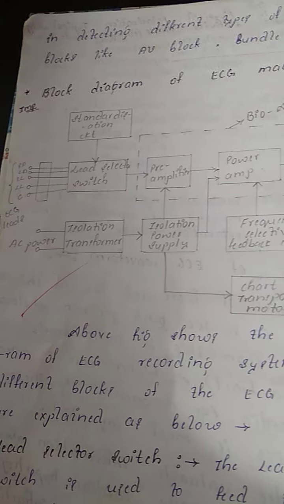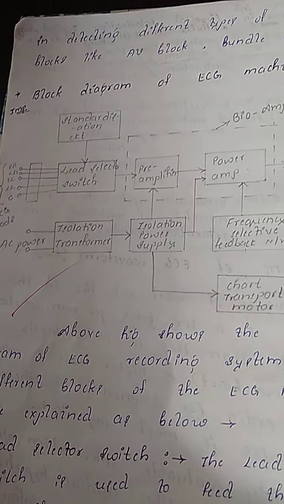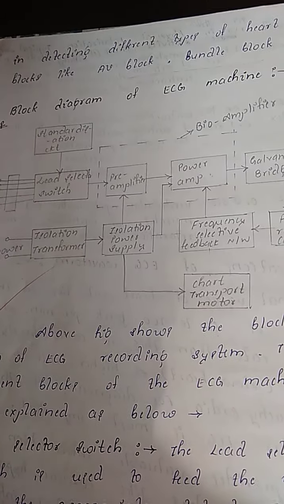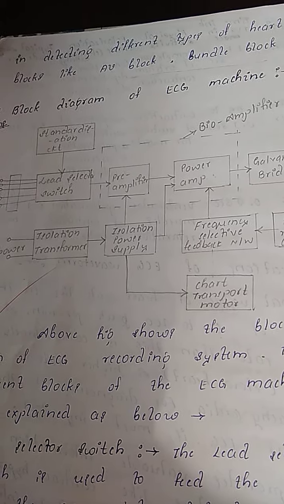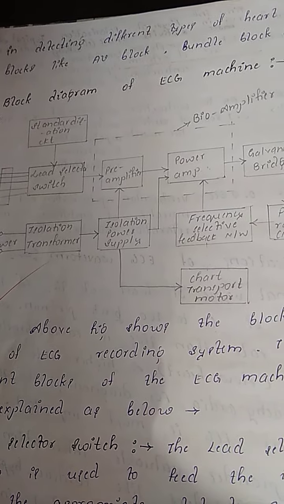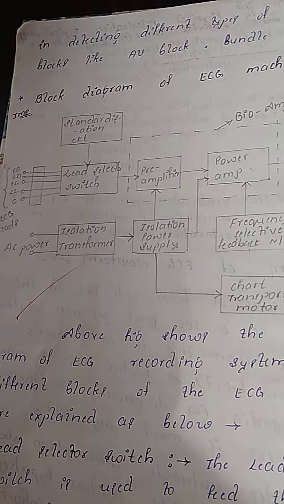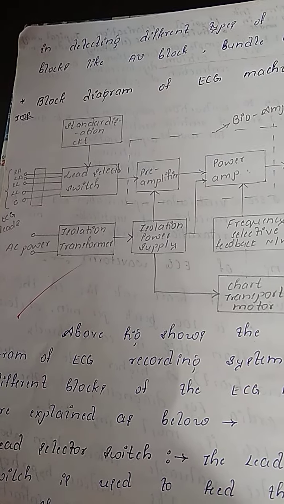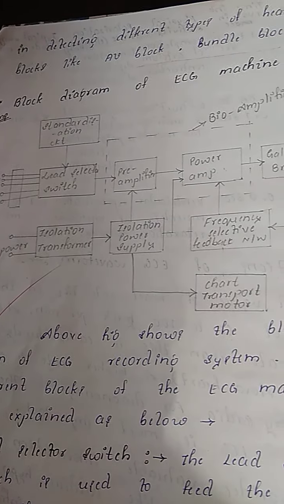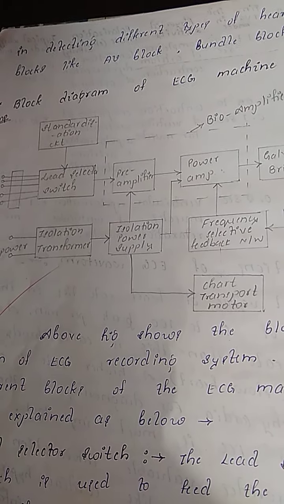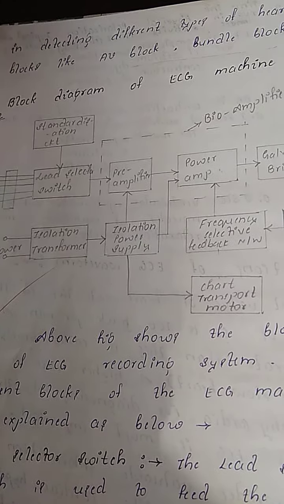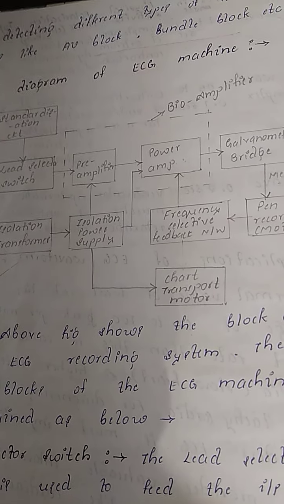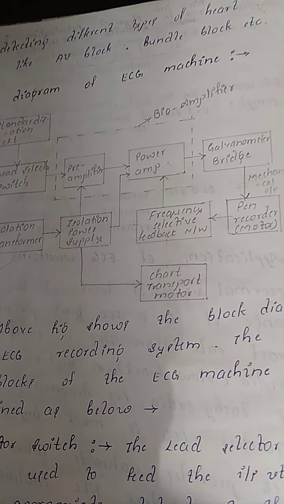Next, to operate, the power supply is required for different parts of the ECG machine, such as the preamplifier and power amplifier. Usually DC biasing is required for these. For that, an isolation transformer is used to apply the AC power, and an isolation power supply is used to convert AC to DC, and regulated DC is applied to the preamplifier, power amplifier, and any other parts of the ECG machine.